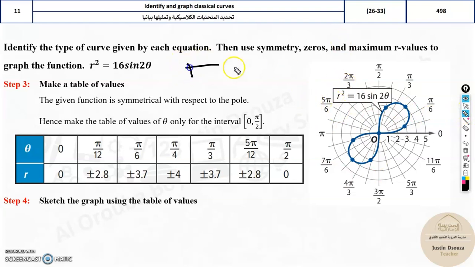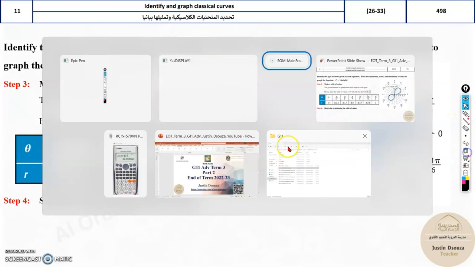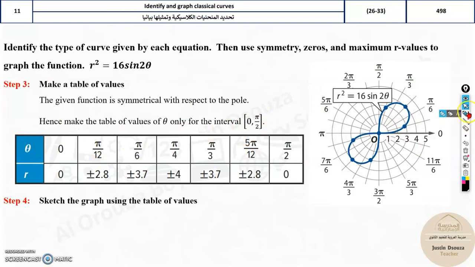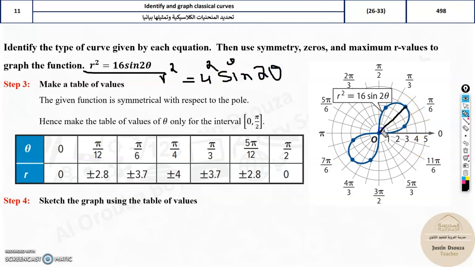And you can use the table shortcut, that is using the calculator over here, mode 7, and then you can use this function for getting the tables. But now I will tell you an easy shortcut. Standard form will be in terms of r squared equals 4 squared sine 2 theta. This is a lemniscate. Since it's sine 2 theta, it will be along the xy line.